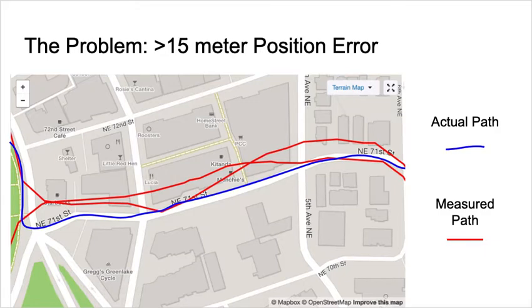I knew that I ran along 71st Street, which is the blue line, but the actual position measured by my GPS watch on the way out and back is shown with these red lines. In some places, the error between the actual path and the measured path was greater than 15 meters, which is pretty bad even for commercial GPS-enabled devices.